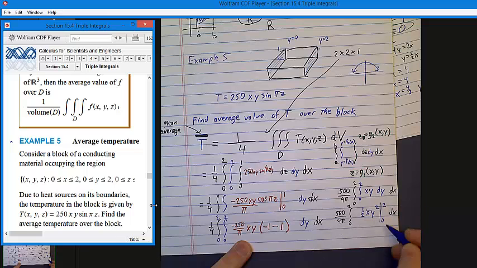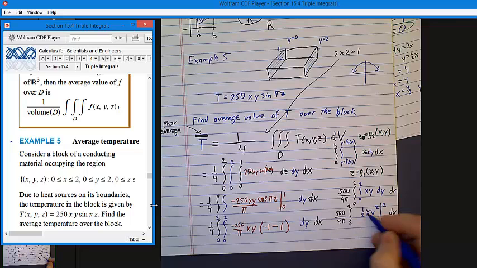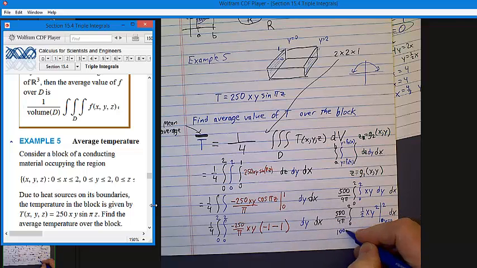Now when I plug the 0 in, and these are y values, right? Sometimes it's helpful to even write that: y equals 0 to y equals 2. But when I plug in y equals 0, I won't see anything. When I plug in y equals 2, the 2 gets squared as 4, divided by 2 is 2. All right, so now I'll bring that 2 out front, and now I have 1,000 over 4 pi.